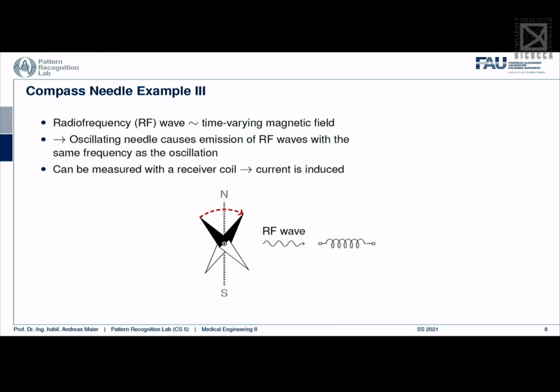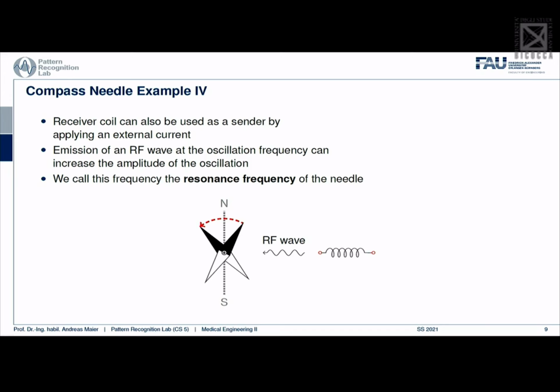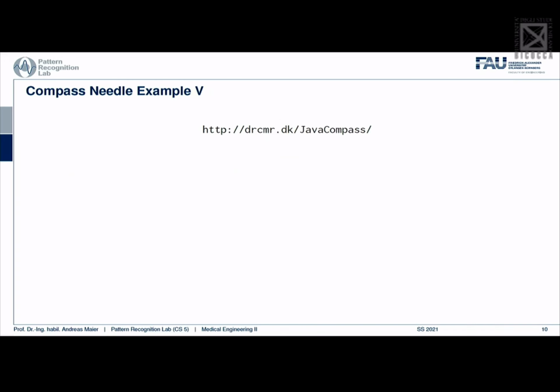However, an oscillating magnet is also a source of radio frequency waves, which you can detect with an antenna. Given the properties of antennas, by the way, they can be used both as a transmitter and receiver. So this means that you can send a wave at the resonance frequency. This compass starts oscillating and it emits a wave at the same frequency, which you can then detect with the same antenna that you use to send the wave. There is also a tool if you want to play with that.